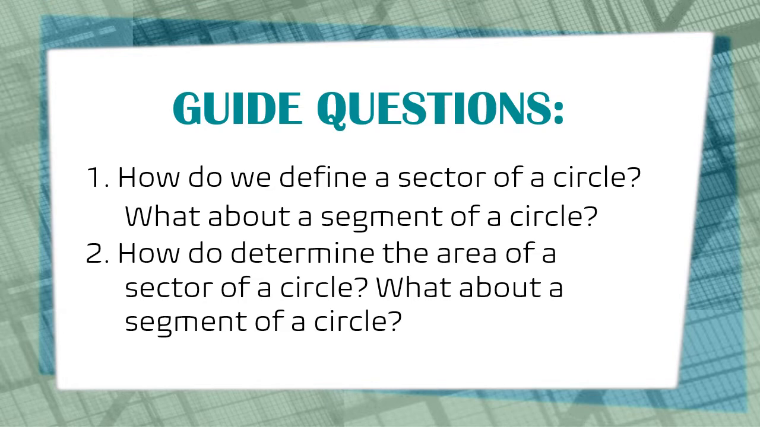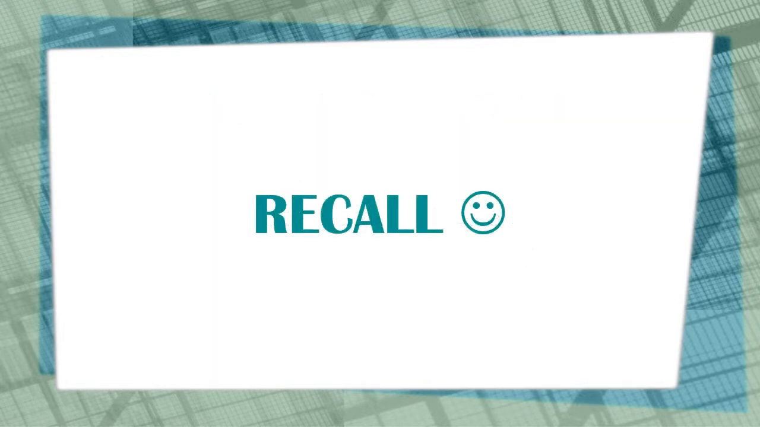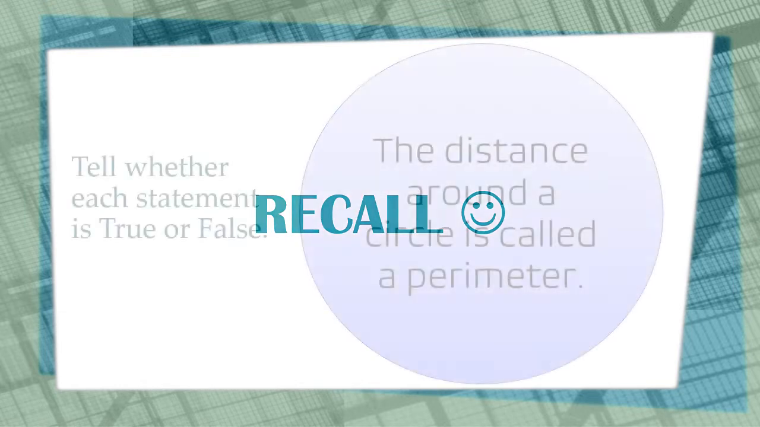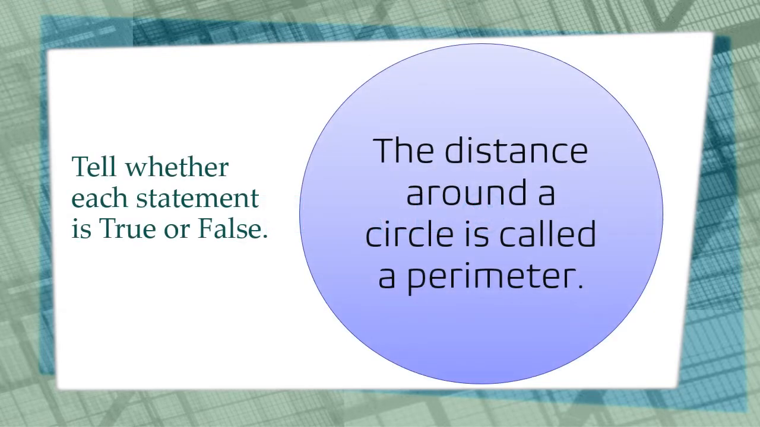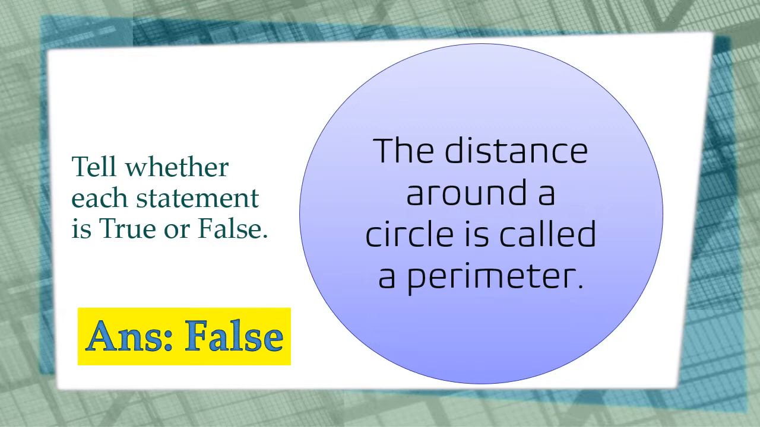Okay? So first, let us have a short recall or recap of the previous terms, formulas, or descriptions that we tackled in our previous lesson. So here, I'd like you to tell whether the given statement is true or false. The distance around a circle is called a perimeter. The answer is false.